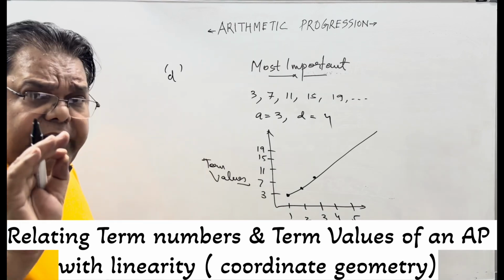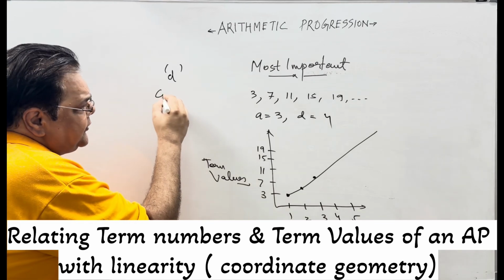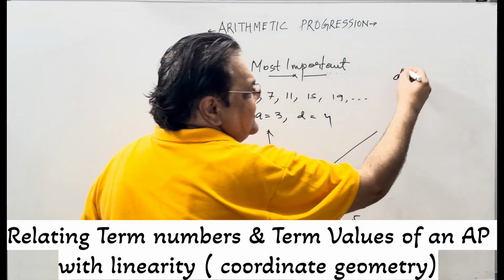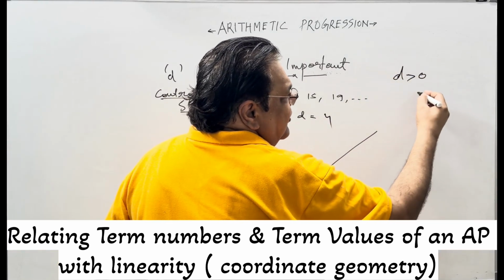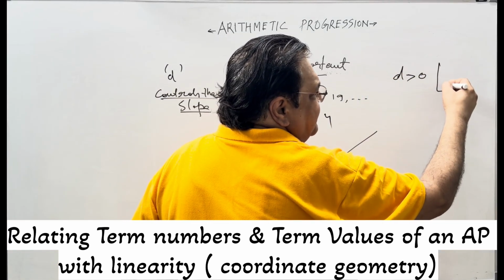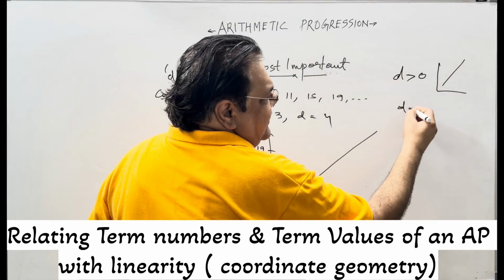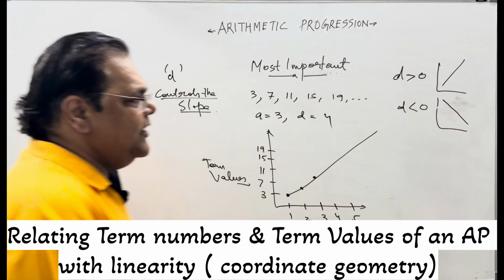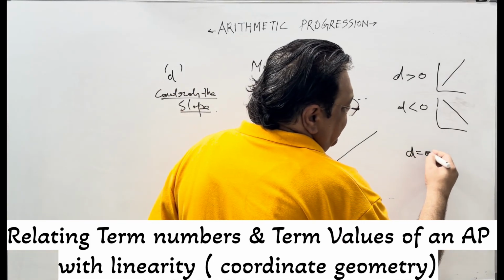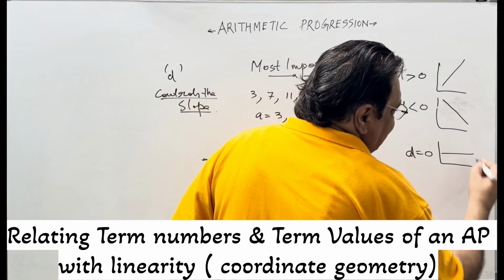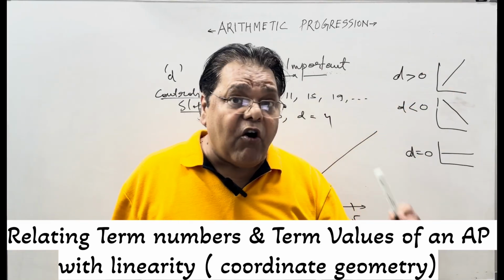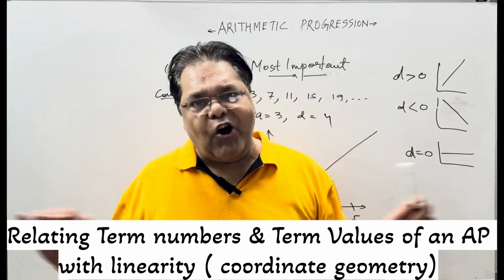Here, the common difference d controls the slope. If d is greater than 0, the graph is something like this. If d is less than 0, the graph is something like this. And if d is equal to 0, the graph is something like this. Here the graph rises. Here the graph falls. Here the graph is horizontal.